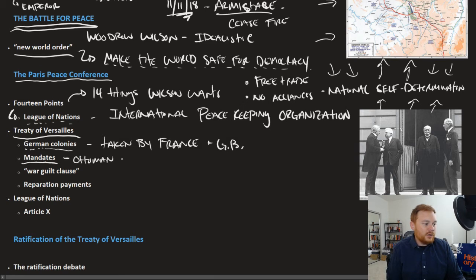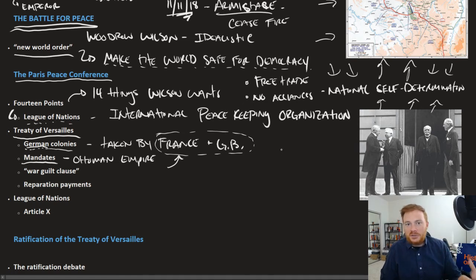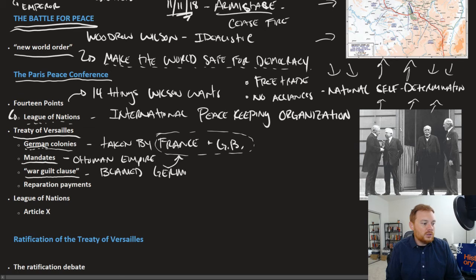The Ottoman Empire was an ally of Germany. So both the Ottoman Empire and Germany lost, and both of that land ended up in the hands of Great Britain and France. So the British and the French got more land out of this than really the United States, I think, would like to have seen. You also had part of the Treaty of Versailles, the war guilt clause. This blamed Germany for the war.